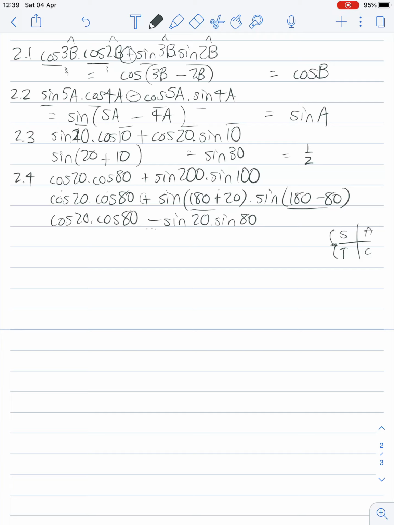Cool, reduction formula. So now we've got what? Cos, sine, sine, and we've got 20, 80, 20, 80. So we're going to use the cos compound angle. If this is a minus, the answer is going to be a plus, and we've got 20 and we've got 80, okay, which is going to give us our answer of cos 100. Cool. I'm going to stop this video and send you a few more.